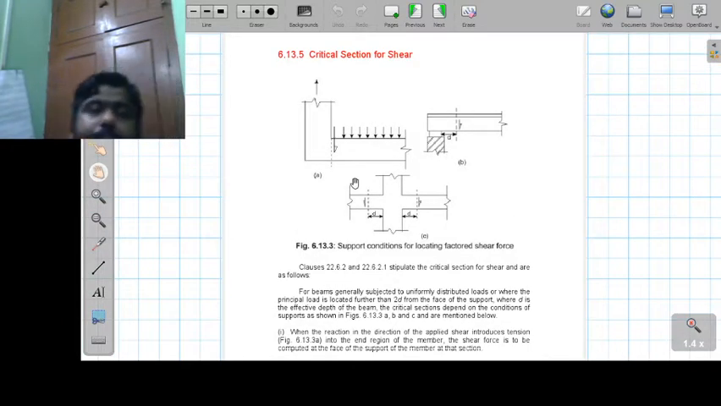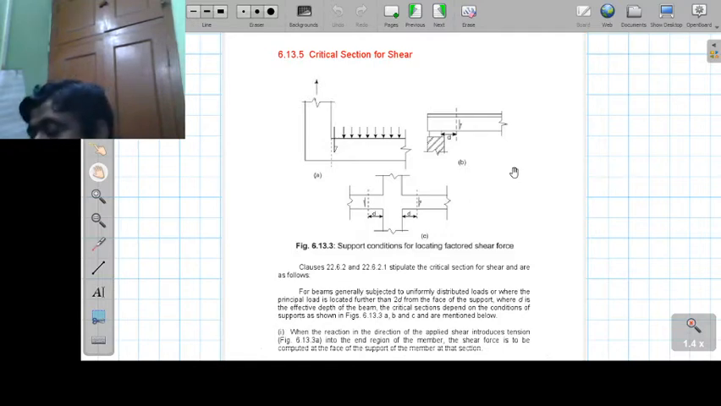So the critical shear force, depending on the support condition, is located at a defined location. If you see the figures, in the first one, the critical section is very close to the support. In the second figure, figure B, the critical section for the shear force is at a distance of d, and in the third one, figure C, the critical shear force is at a distance of d on both sides. What exactly is it trying to say? Let us see for the first figure.